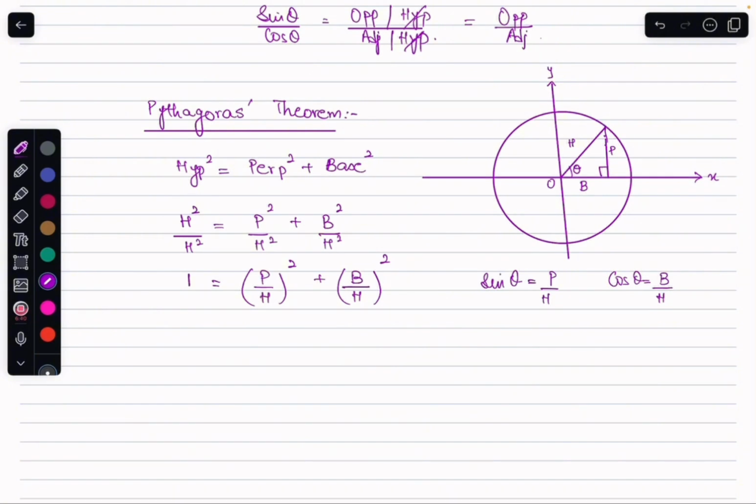So in place of perpendicular over hypotenuse, I can simply substitute sine theta as a squared value, and in place of base over hypotenuse, I can substitute cos theta as the squared value. So this is another very important identity, which says that sine square theta plus cos square theta should be equal to 1. This is the second identity which we shall be using in this topic to prove the right hand side and the left hand side, and to prove the identities.